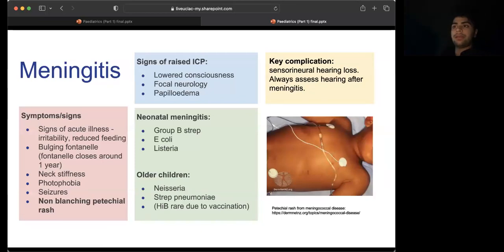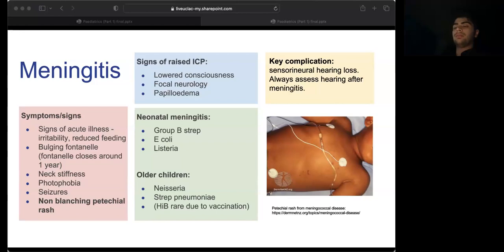So meningitis is a really important condition to know about for pediatrics as well, because a failure to promptly recognize and treat it can not only result in death, but also permanent brain damage, so sensory neural hearing loss, but also lower IQ, and in the immediate postnatal period can cause cerebral palsy as well. So it's important to be aware of this diagnosis, despite how generally rare it is because of the vaccination program. And the signs for meningitis would be irritability, reduced feeding, a bulging anterior fontanelle specifically, and neck stiffness and photophobia and seizures, and then the non-blanching rash, which you can see in the far right.